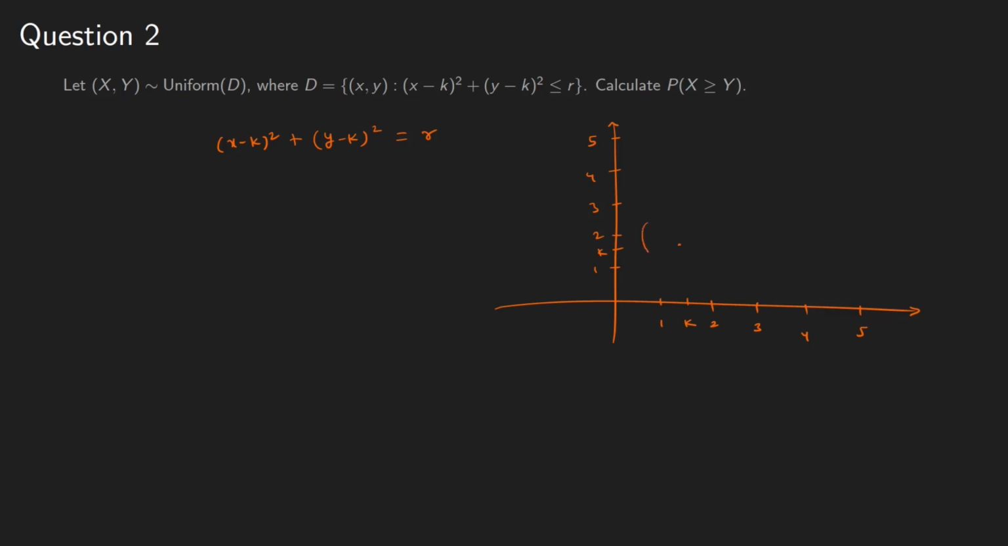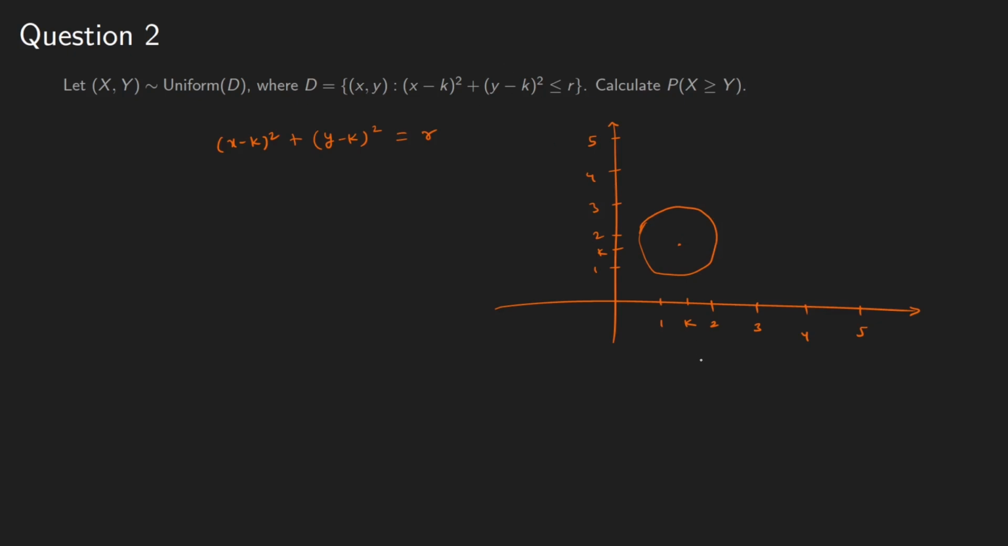So we will draw a circle around it. This is my best attempt to draw a circle. Now the region D represents all the points x and y where (x minus k) squared plus (y minus k) squared is less than or equal to r. Clearly at the boundary of the circle, equality holds. So the area where (x minus k) squared plus (y minus k) squared is less than or equal to r will represent the region inside the circle. So that is clear.